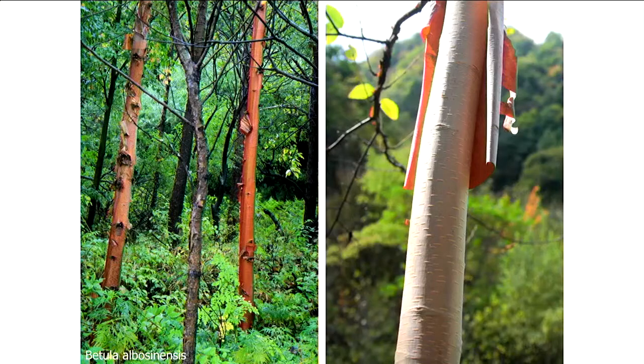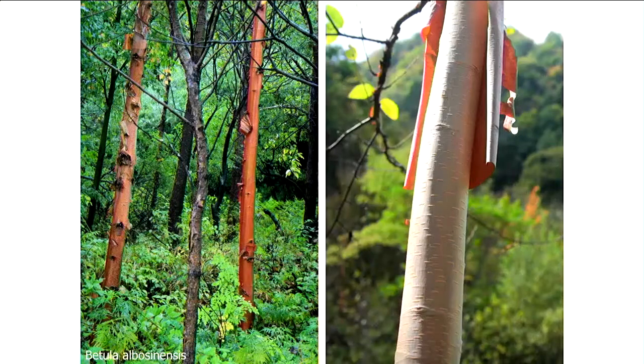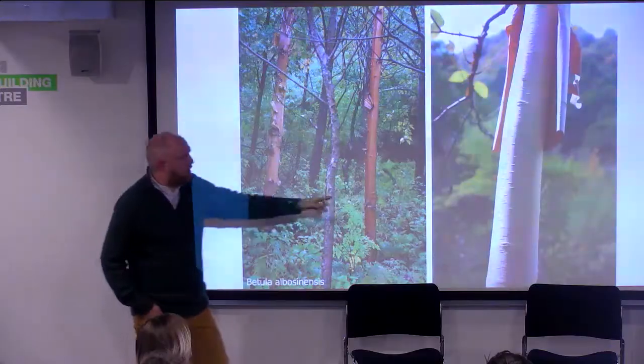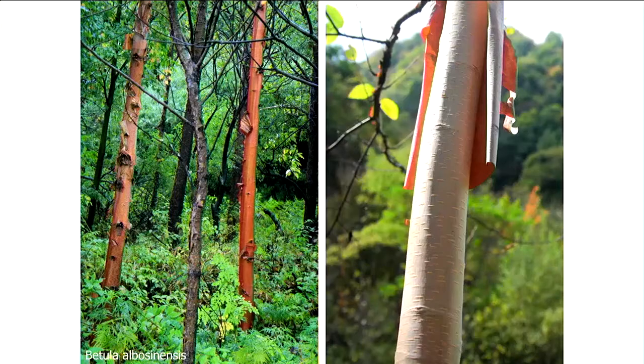But a species that varies a lot is this one, Betula albosinensis, or Betula utilis var. albosinensis, depending on which book you refer to. Anyway, this is the extreme. This is from China in the mountains. This is the extreme of the variation within the species. You can find the whitest one, and this is the reddish one, same species.